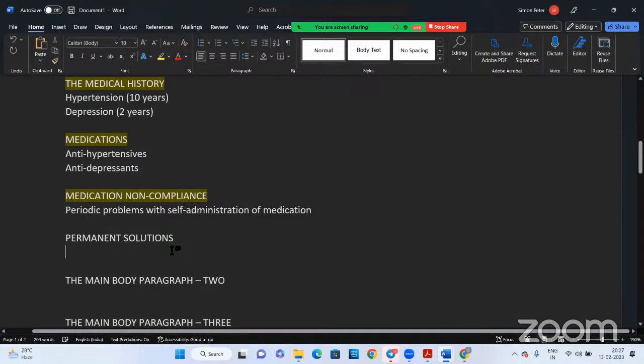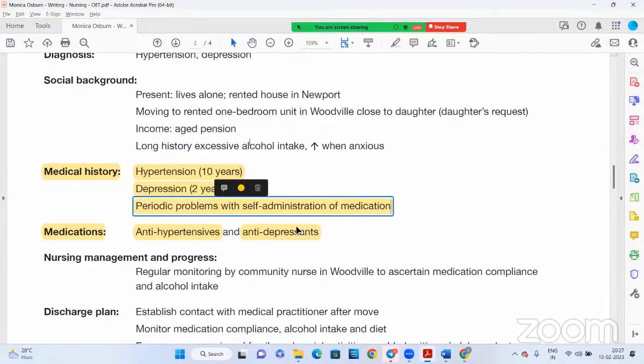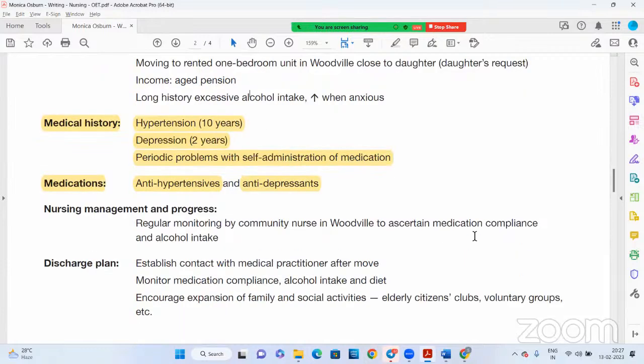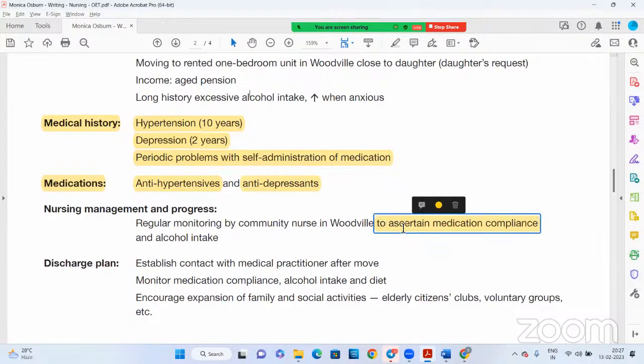What are the permanent solutions here? So you can see here, periodic problems with self-administration of medication. So for that one, you have to ascertain medication compliance. Medication compliance is to be ascertained. She requires assistance regarding medication compliance. So for treating, she requires regular monitoring to ensure. Ascertain means ensure.